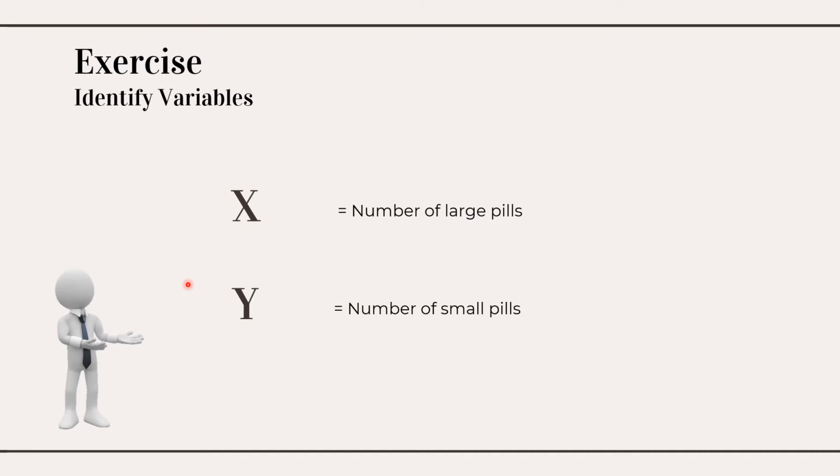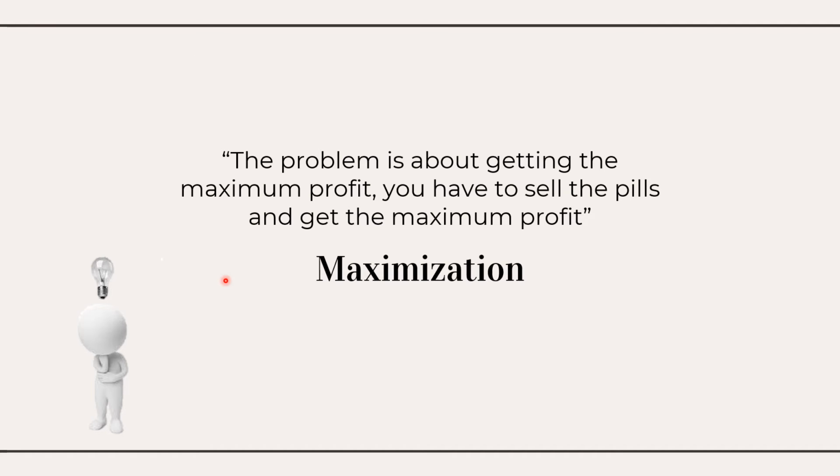So we're going to let x be the number of large pills and y the number of small pills. The problem is about getting the maximum profit. You have to sell the pills and get the maximum profit. In this case, we need to find out the maximum profit, so that will give us a function that we need to maximize. In conclusion, it is a maximization problem.